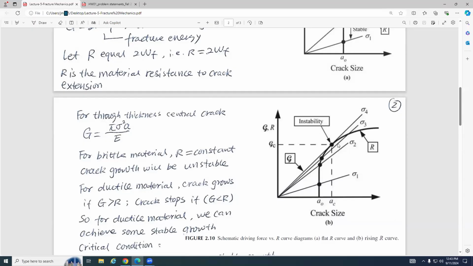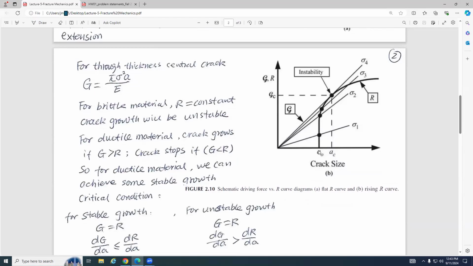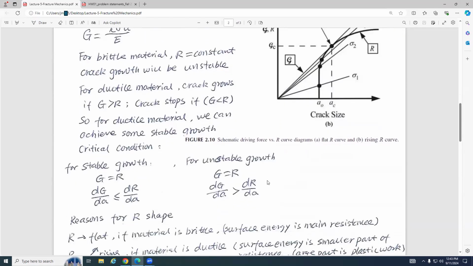This is the higher load. This is the stable growth. For both stable growth and unstable growth, the prerequisite condition is that this condition is met: T equals R. That means T equals GC. You should keep in mind here, okay? The resistance R equals the GC.